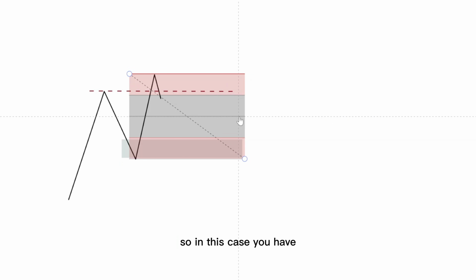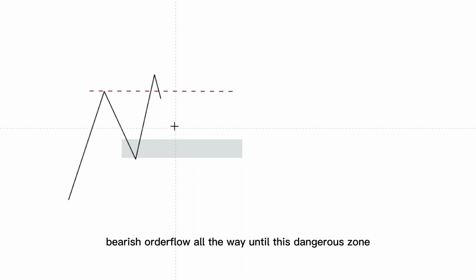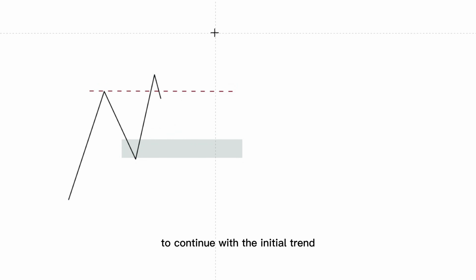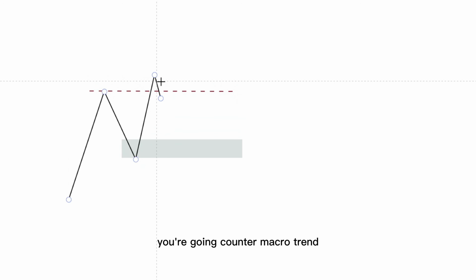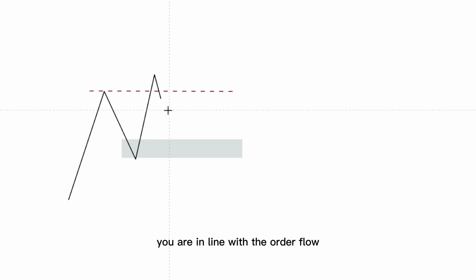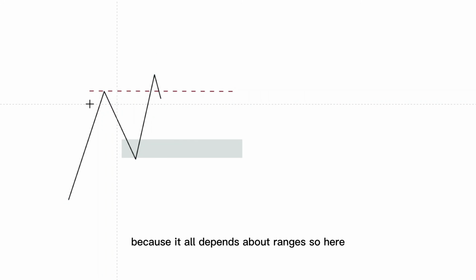So in this case, you have bearish order flow all the way until this danger zone. And then here price might be bought to continue with the initial trend, which is bullish. But here you're going counter trend. You're going counter macro trend, but on the micro, which is the lower time frame, you are in line with the order flow. And if you are a lower time frame trader, you wouldn't mind trading against the macro order flow because it all depends on ranges.